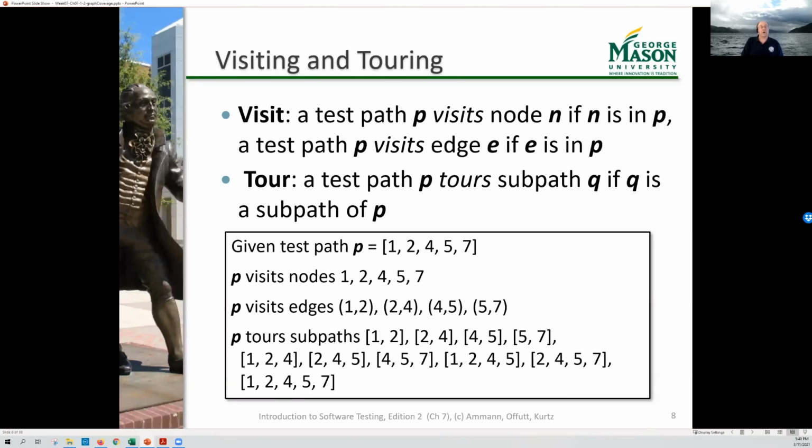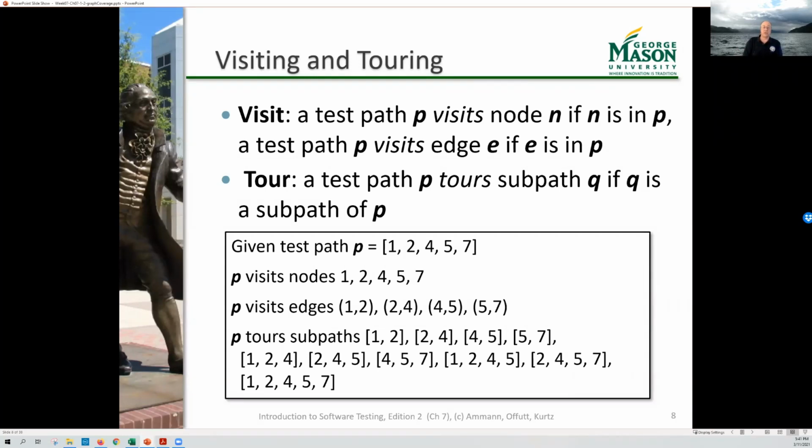Our test path can also tour some subpath. A test path tours the subpath if the subpath is part of the test path. So our test path P, 12457, tours a lot of different subpaths. It tours 1, 2; 2, 4; 4, 5; 5, 7; 1, 2, 4; 2, 4, 5. You can see how I'm just going through this: all of the subpaths of length 2, all of the subpaths of length 3, all of the subpaths of length 4, and it tours the entire path of length 5.